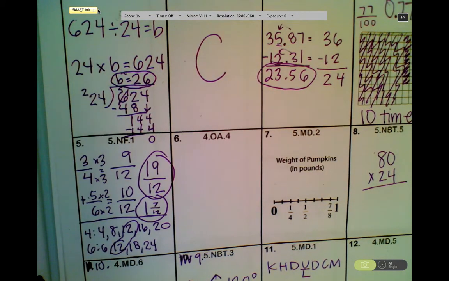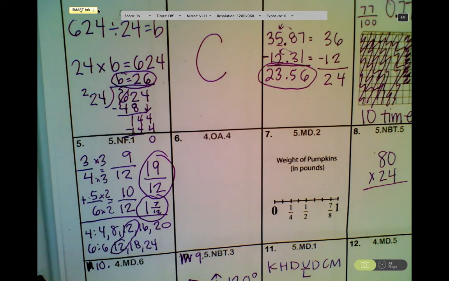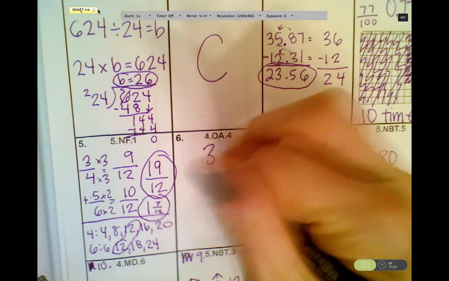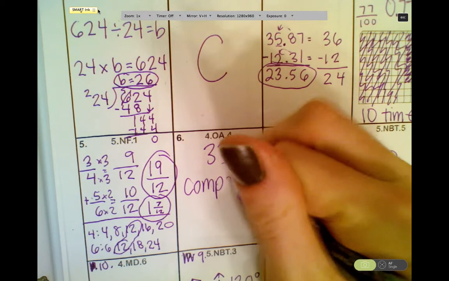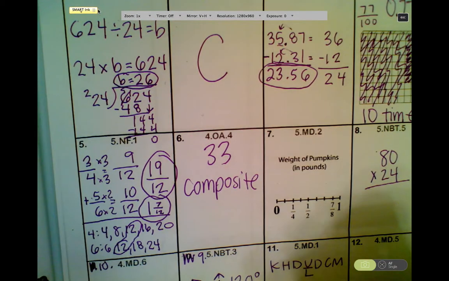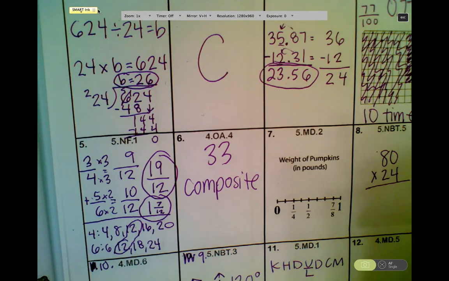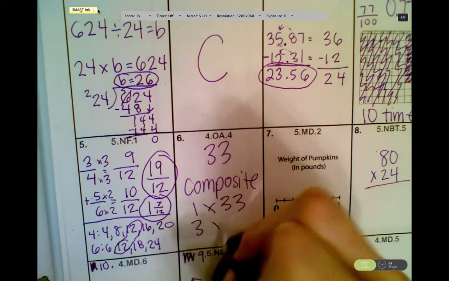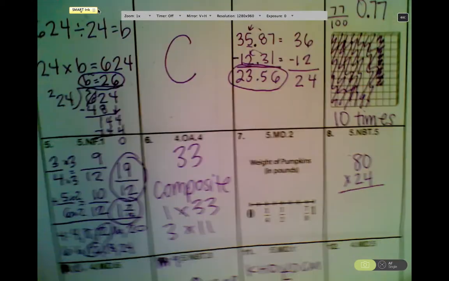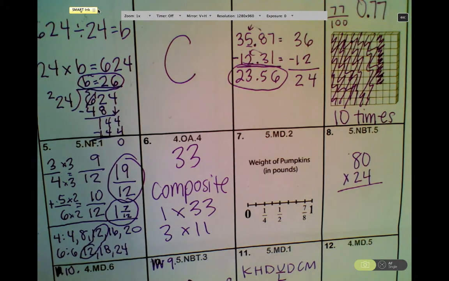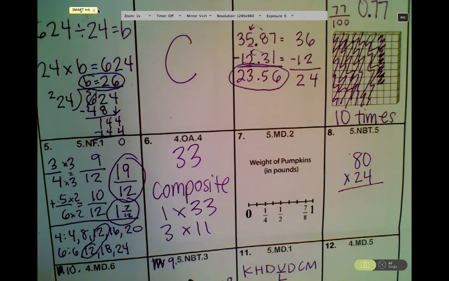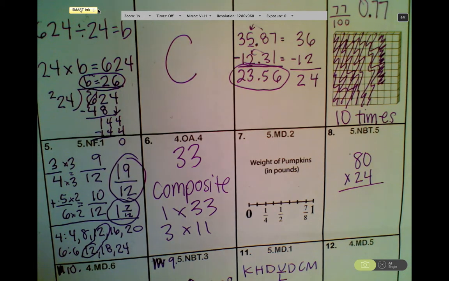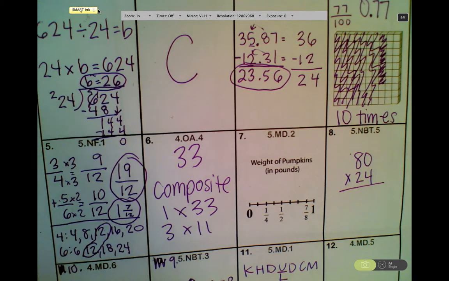Okay, number 6. Is 33 prime or composite? Explain. The number 33 is composite because it has more than 2 factors. The factors are, you can do 1 times 33, and you can also do 3 times 11. Number 7, use the data in the chart to complete a line plot for the weight of pumpkins the Foss family purchased. Altogether, did the pumpkins weigh more or less than 3 pounds?